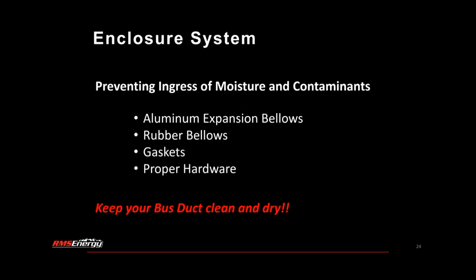So moving on to our enclosure system for the bus duct. This is the first line of defense in making sure that your bus remains in good condition. You extend the life of that equipment. It performs a big function in preventing the ingress of moisture and contaminants into the bus duct. There's a number of components to maintain and inspect periodically, including aluminum expansion bellows, rubber bellows at equipment terminations, gaskets at your access covers, and making sure that the hardware is in good shape, the right size hardware is used, and it's in good condition where it's not stripped or rusted. So the first step in extending the life of your bus duct is keeping your bus clean and keeping it dry and not allowing moisture and contaminants to accumulate on your internal insulation in that bus duct.